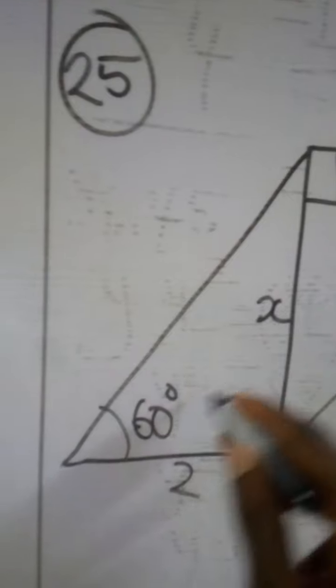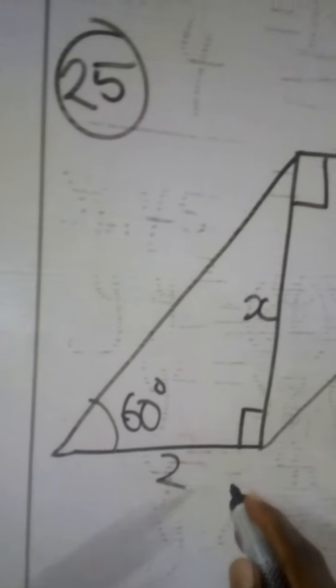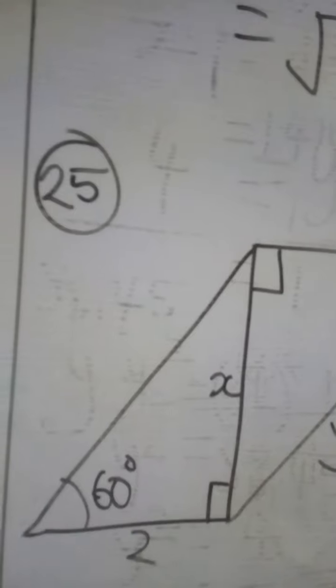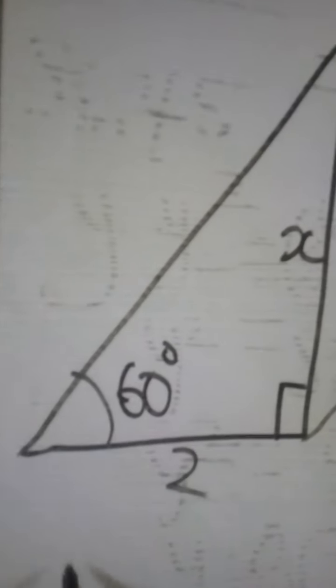X that I'm looking for is opposite to this, then this is adjacent. Opposite and adjacent is TOA. Tan 60 degrees equals opposite over adjacent. So in that, guys, I have to cross multiply also. 2 times this, 1 times x. 1 times x is x. Then 2 times tan 60, that is 2 tan 60. So x will be 2 multiplied by whatever tan 60 is going to give.